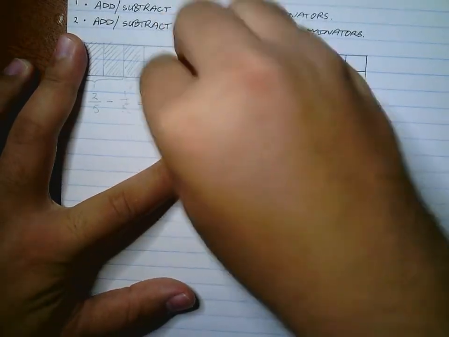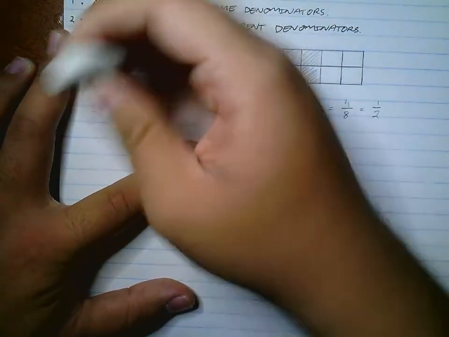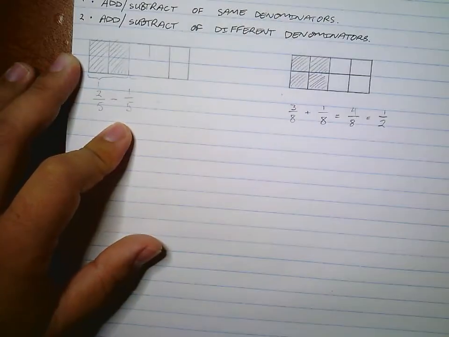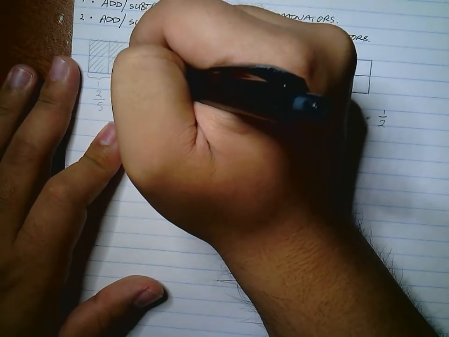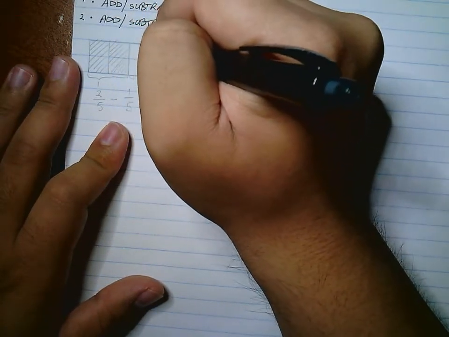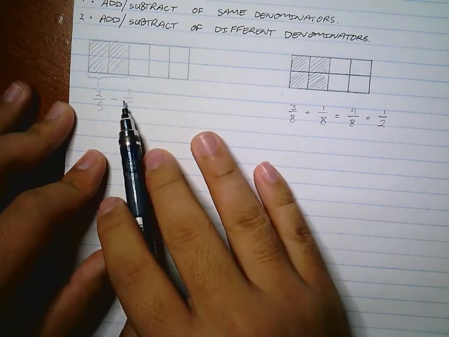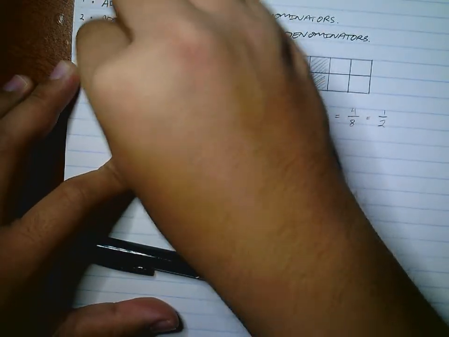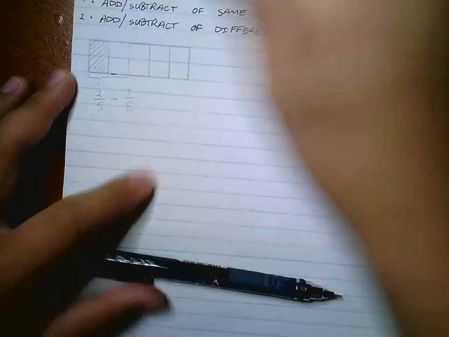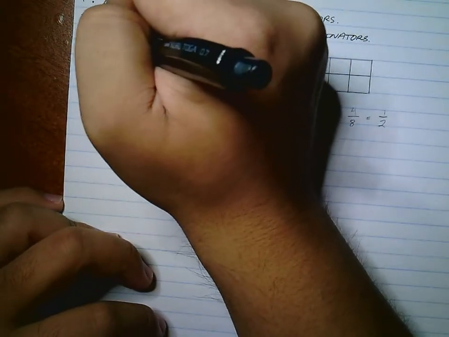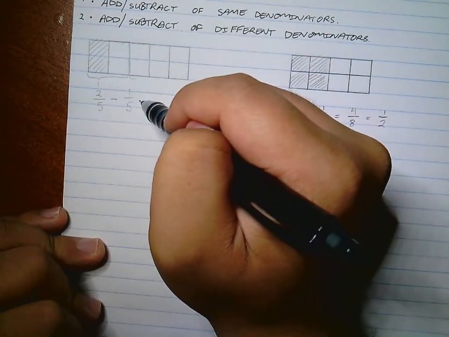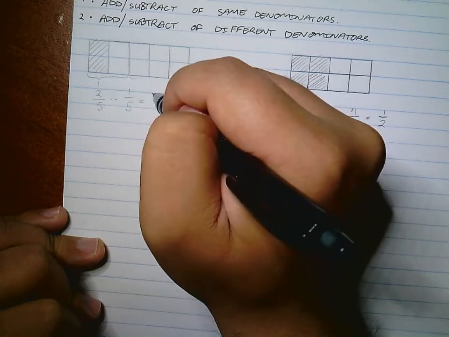Okay, so if we started with 2 fifths shaded, so here is 2 fifths of our block shaded, subtracting 1 fifth means to remove that shading. So if we remove this shading here, how many are in total being shaded? Well, 2 fifths minus 1 fifth, that's 2 minus 1, that's 1 fifth shaded.